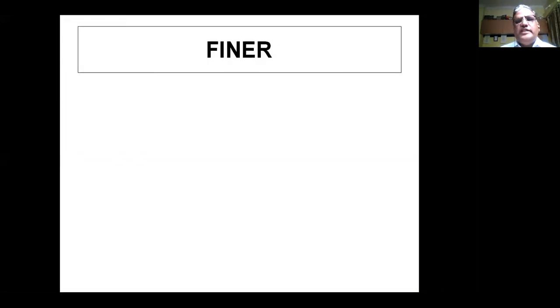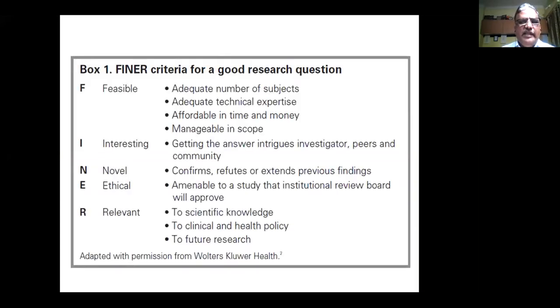And your question should fulfill certain things, what you call FINER. And this FINER is basically an acronym: whether this is feasible, whether you would have an adequate number of subjects, adequate technical expertise, affordable in time and money, and manageable in scope. Interesting: getting the answer. Your colleagues should also get excited if I am trying to answer something, and the community should also get excited. Otherwise, you would say that it's not interesting. Then the next one is novel, whether it's something new that confirms or refutes or extends the previous findings. And then the important aspect is ethical clearance. It should be amenable to a study that the institutional review board will approve, and it has to be relevant to scientific knowledge, to clinical and health policy, and for future research. So remember PICOT, and your PICOT has to be FINER.